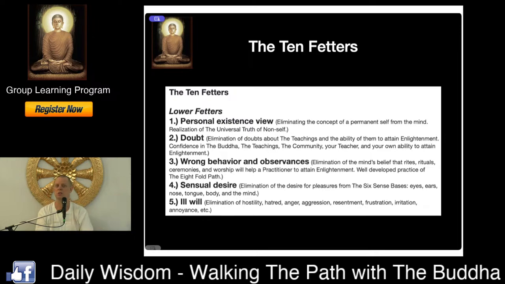And then a third way that you can independently verify that there is no self and that this personal existence view can be eradicated is think about who you are. Like, point to yourself. Where are you? Can you point?